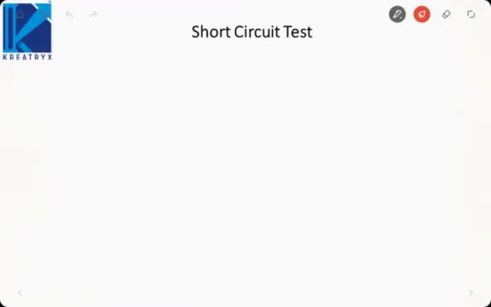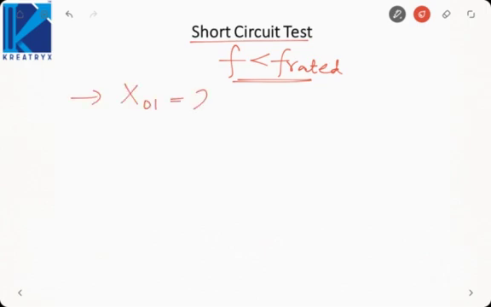Now again, let us make an assumption that current is flowing at rated voltage, but the test is conducted at less than rated frequency. We are assuming that the frequency is less than rated frequency. Now if we consider X01, it will be 2 pi f L01, omega L, X is equal to omega L. Since frequency is being reduced, X01 will also reduce.